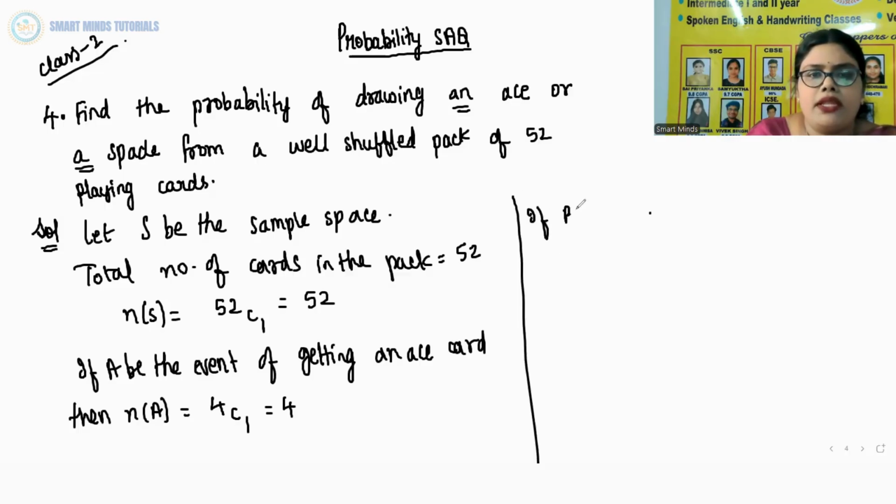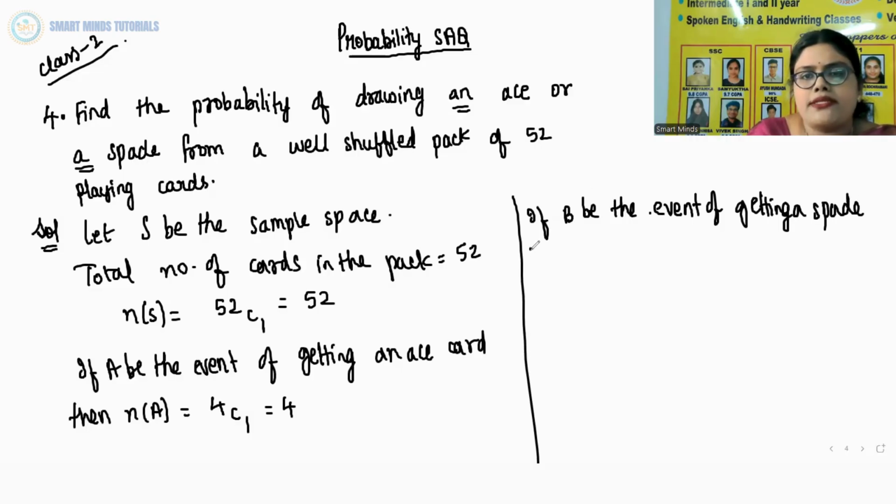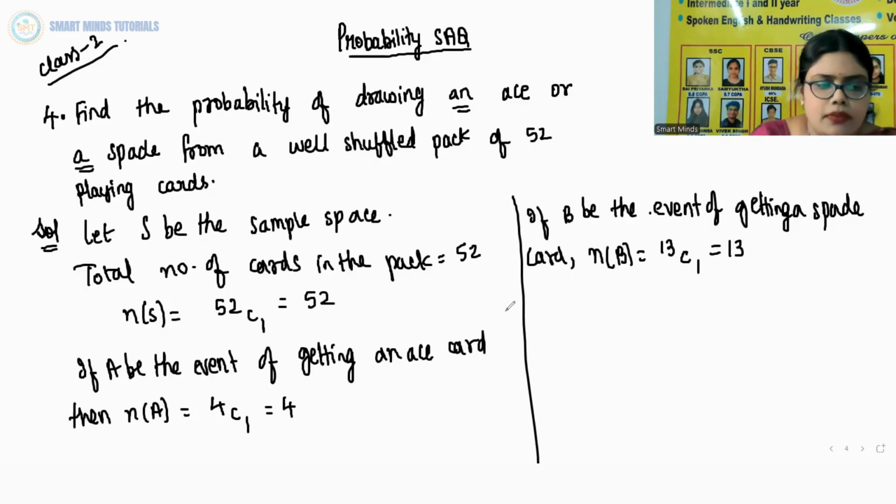Let B be the event of getting a spade card. Now how many spades are there in a pack of cards? N of B is equal to, spade is a design. One design has 13 cards, so 13 spades are there. From these 13 spades, we are selecting one card. So that is 13C1, which is equal to 13.